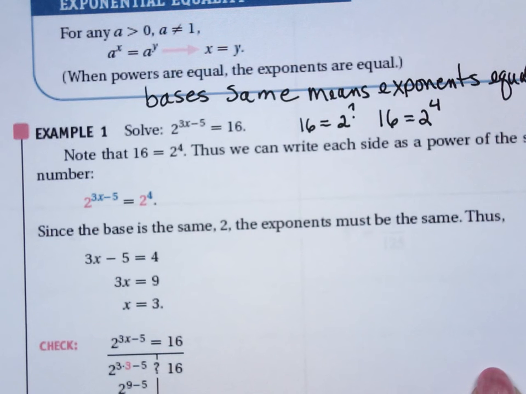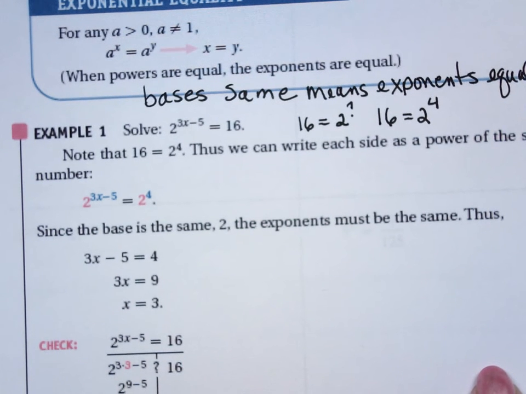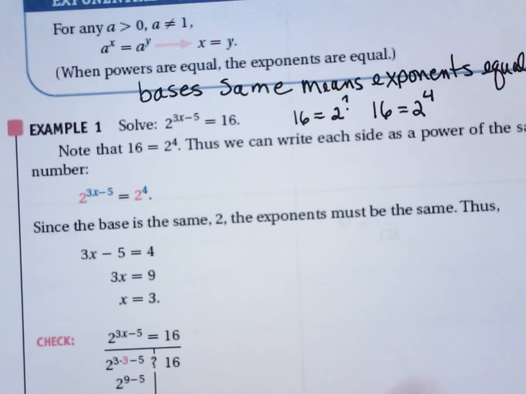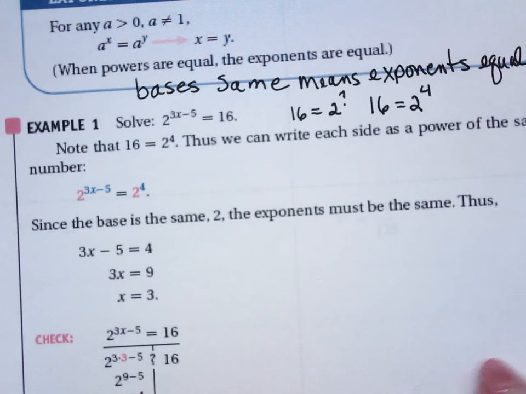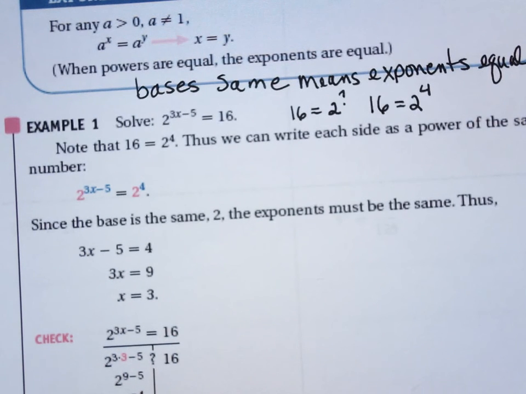The domain on exponential equations is all real numbers, and we're going to talk about domains again. Remember, the domain of the exponential function was all real numbers. So there's no problem, and you can check your answer if you would like.